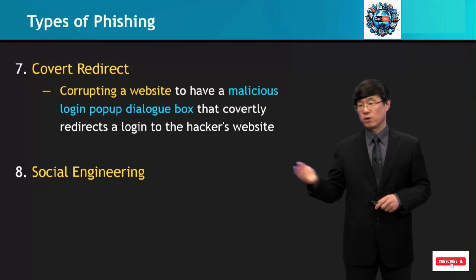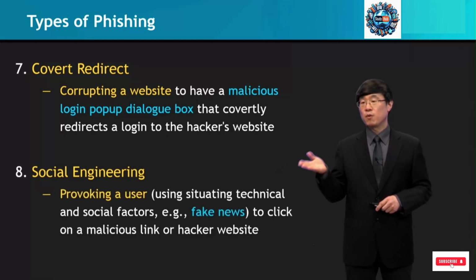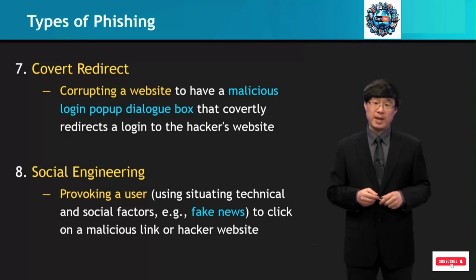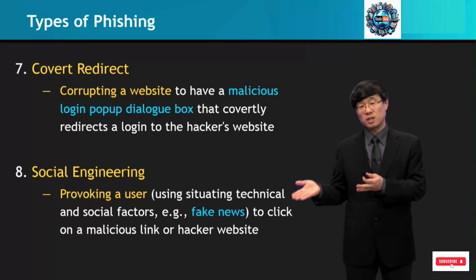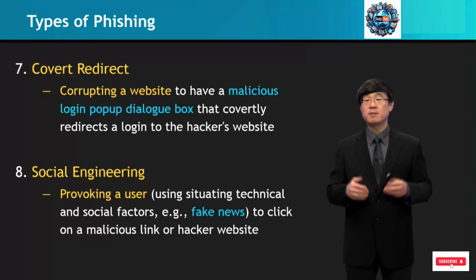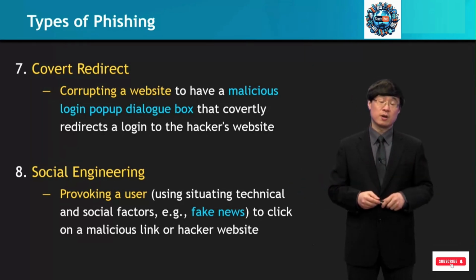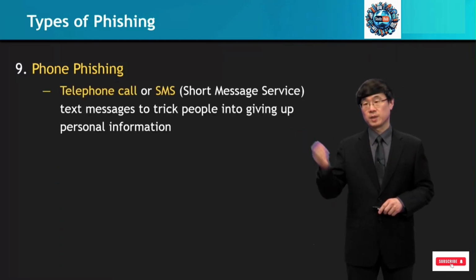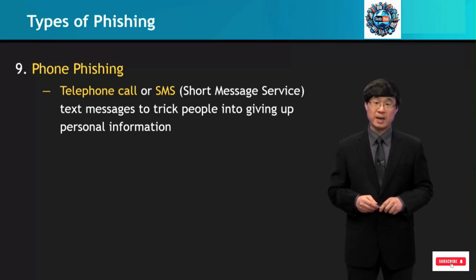Next is social engineering. This provokes a user to click on a malicious link or a hacker's website. In other words, it uses fake news to provoke a user. And then once you are logged into a hacker website, then basically you are under the hacker's control. The next type is phone phishing. In here, a telephone call or an SMS text message is used to trick people into giving up personal information. That is the way the phishing attack is made.